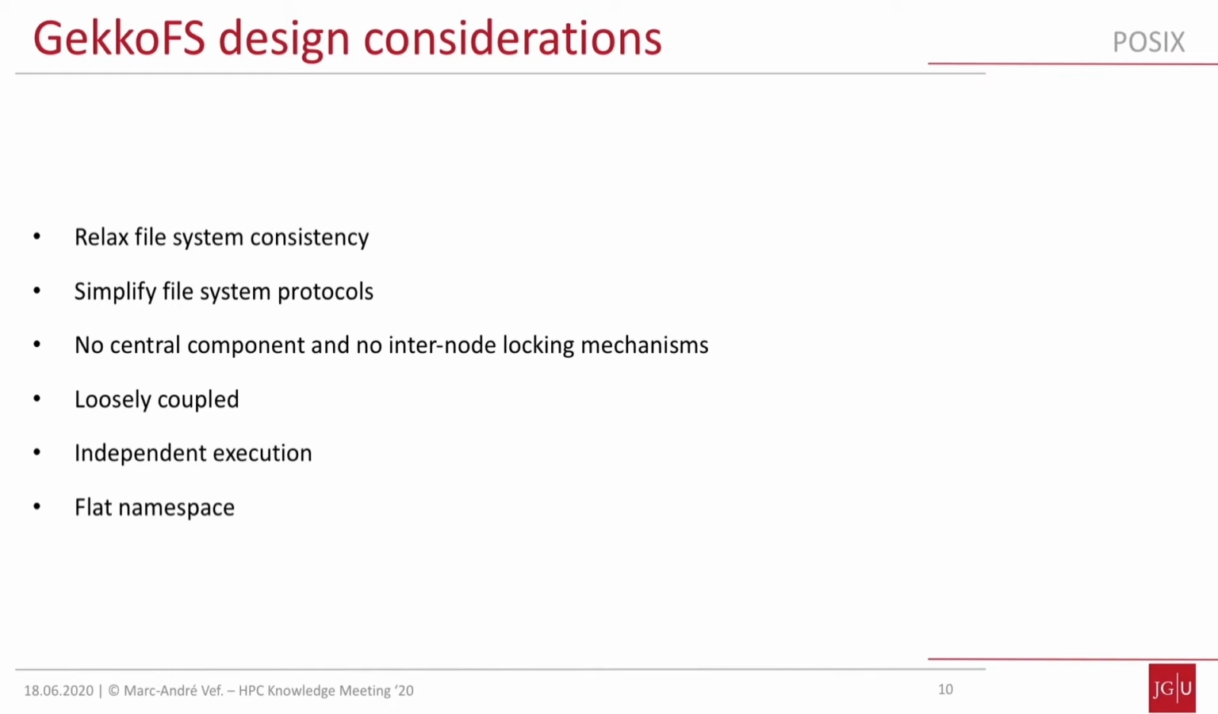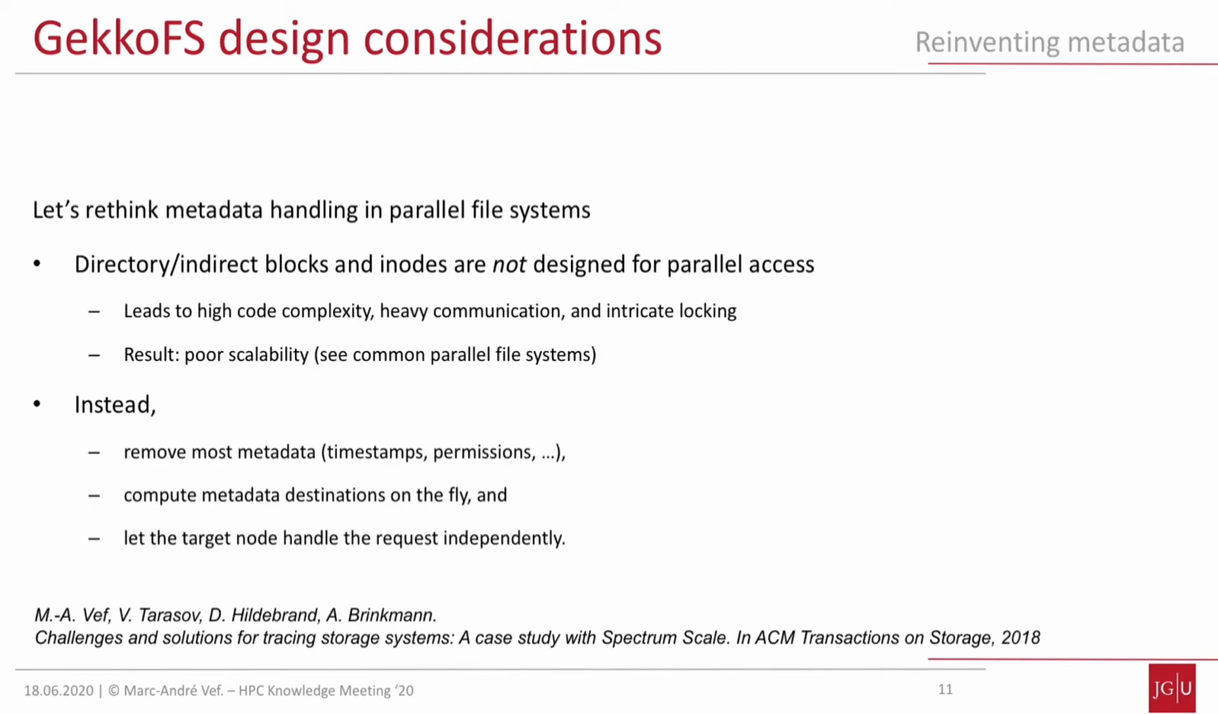Also, what that means is that we can depart from a hierarchical namespace and provide a flat namespace, which in addition helps us providing scalability. So as you can see, we focused a lot on metadata when we were designing the file system. And for that, we also looked into how metadata handling is done internally in parallel file systems.